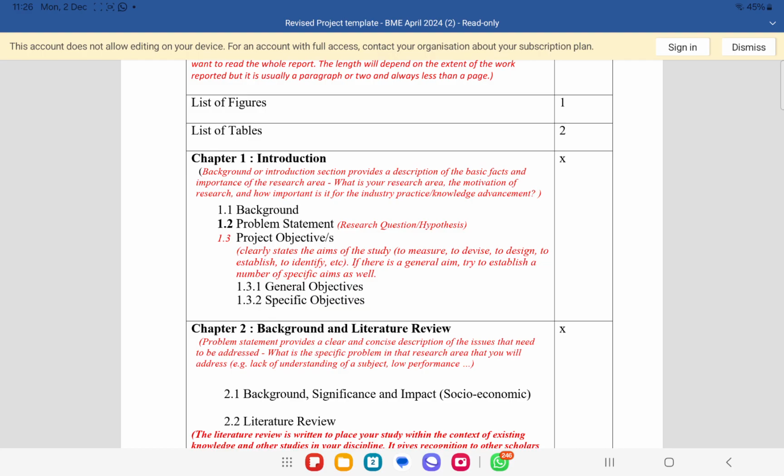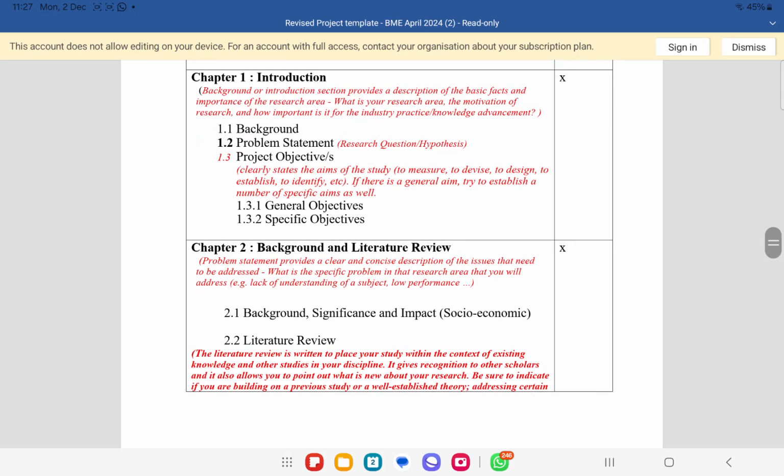So the first thing is, what is your research area? You must clearly mention your research area, or the problem you're trying to solve. That's number one. Number two, what is the motivation behind this particular research study? Because you're going to do a particular research, and what is the motivation behind it? And number three, how is this research going to have an impact? For example, the research outcomes are going to influence the society, the community, or the technology, etc. Okay, so this is something very important.